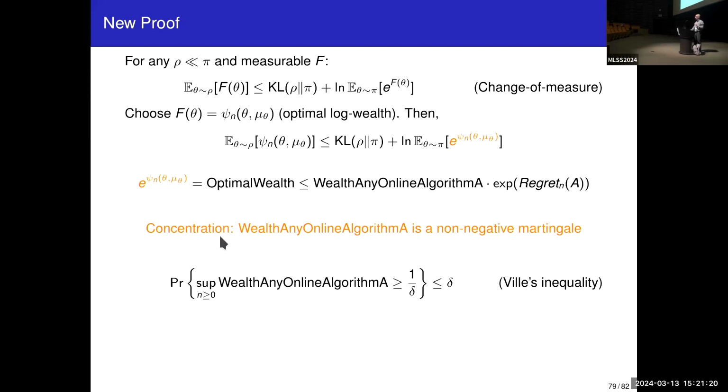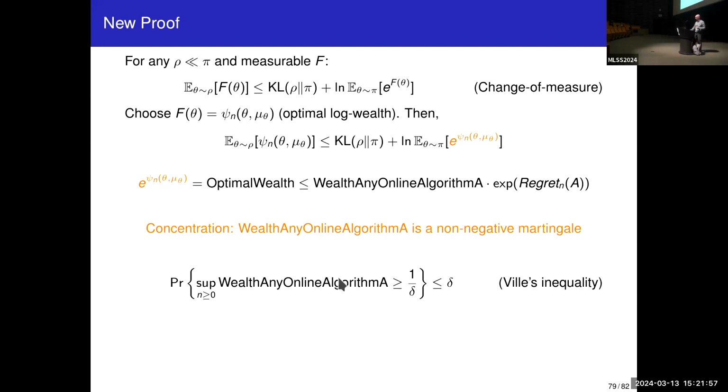And here is the point in which I get for free the concentration. In the classic proof, I had to use Hoeffding's lemma. Here I get it for free, and I get it for free using Ville's inequality. Why do I get it for free? Because the probability that the supremum of the wealth of any online learning algorithm is bigger than 1 over delta is less than delta. This is Ville's inequality. Okay, so this is immediate. Where in the classic proof I had to use Hoeffding's lemma to say, oh yeah, this term is controlled, here this term is automatically controlled.